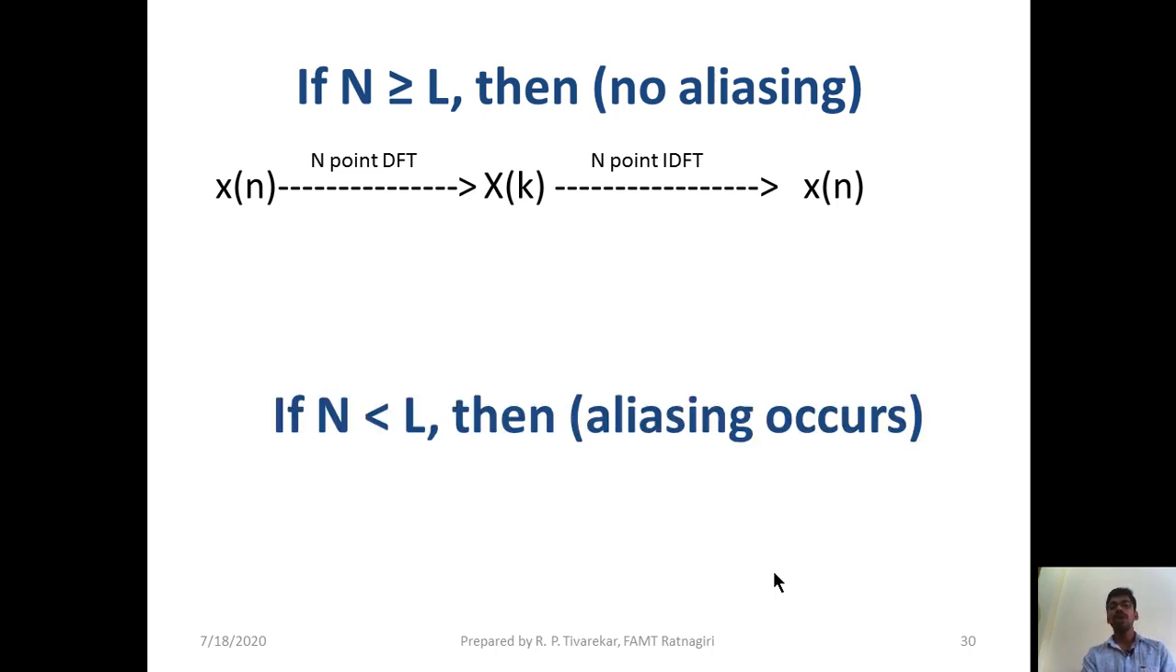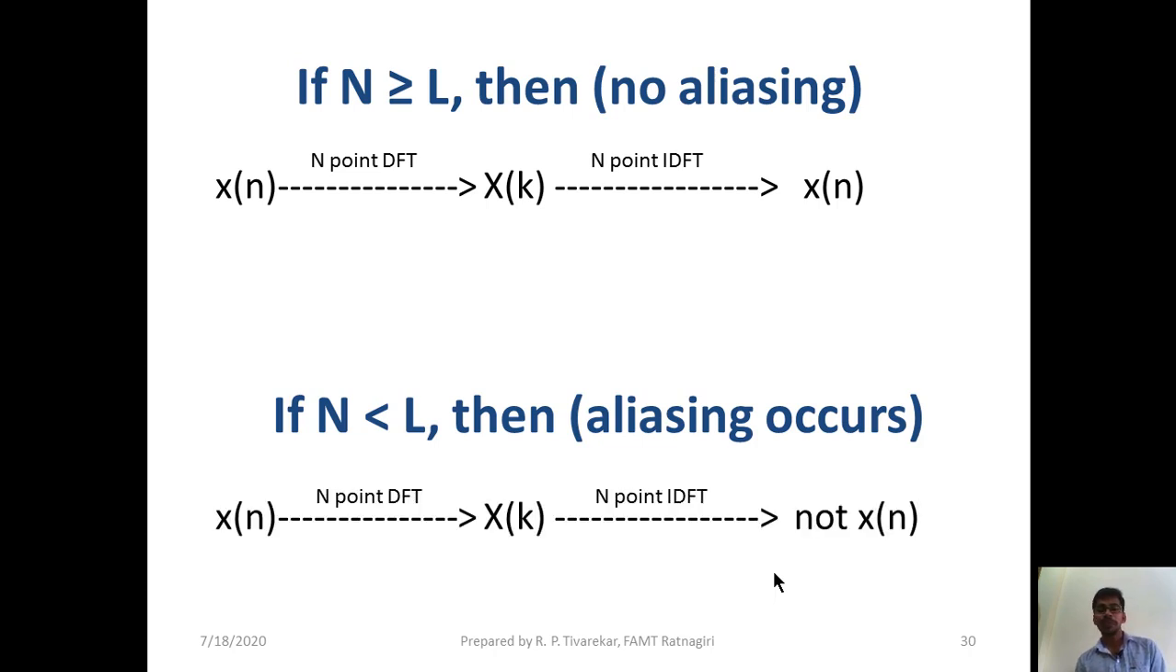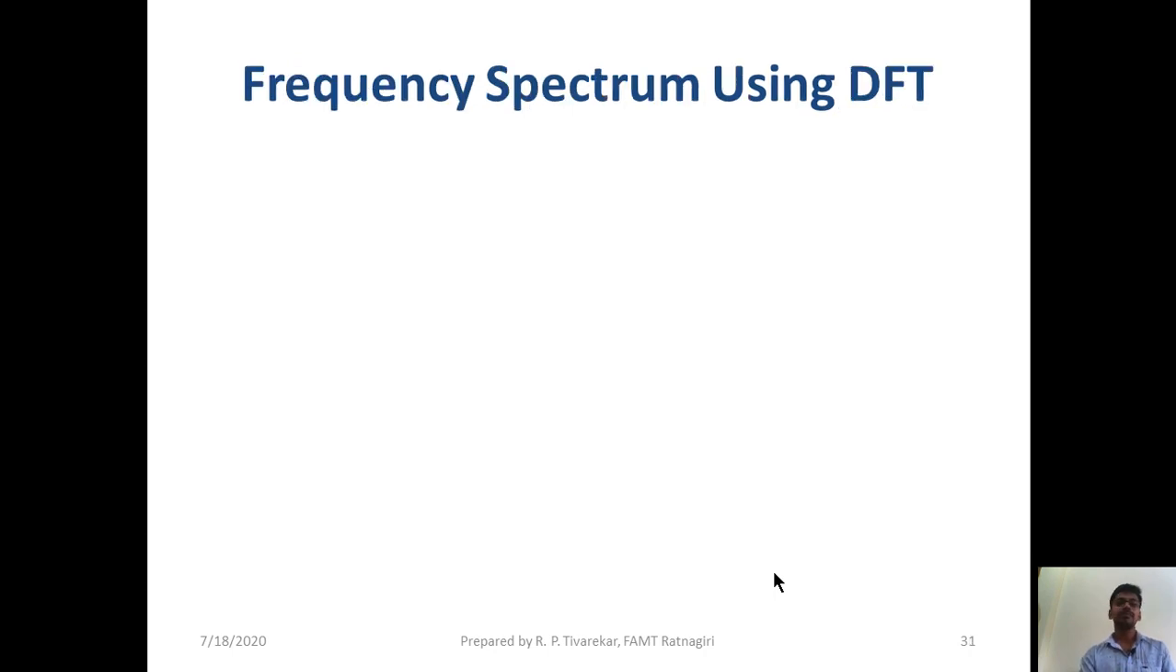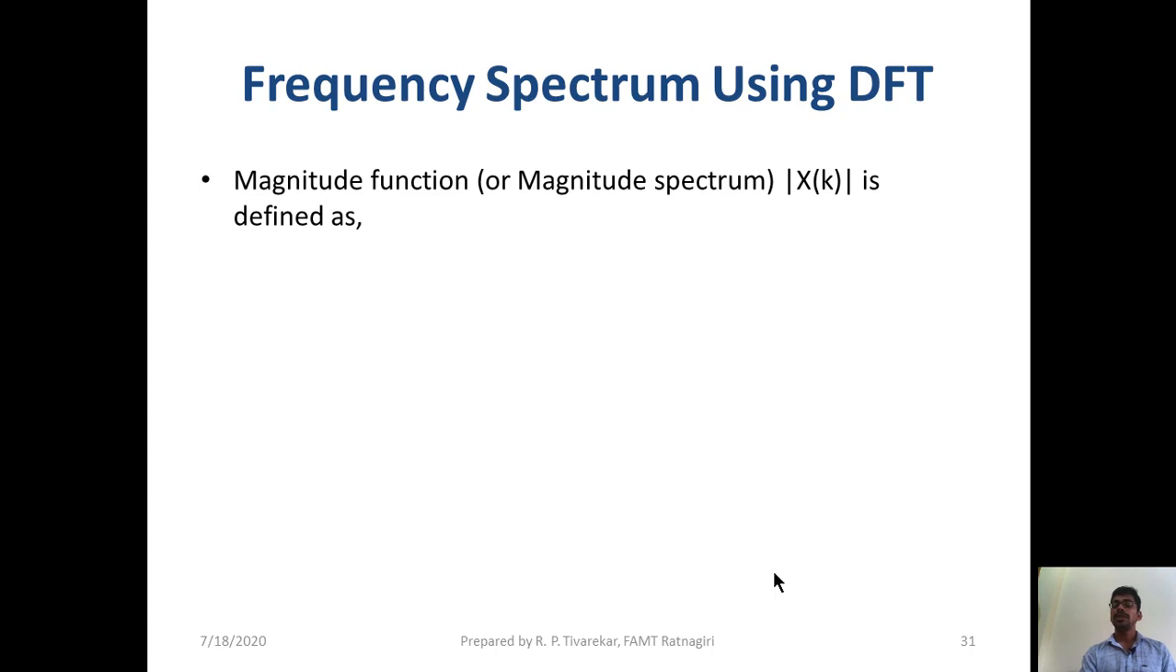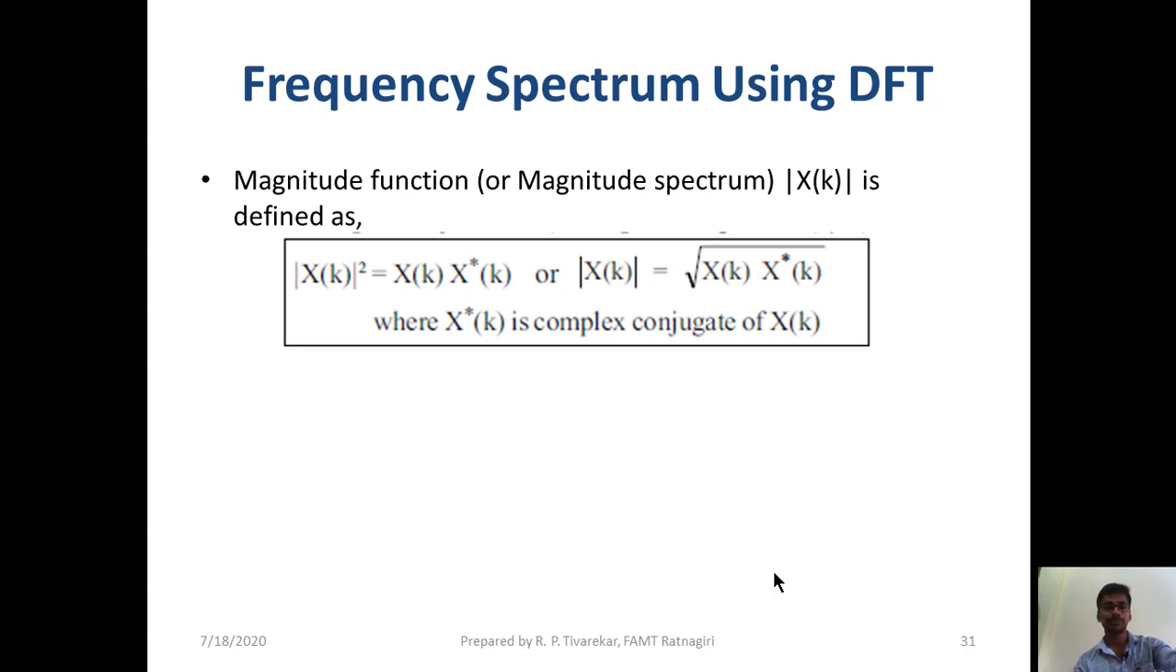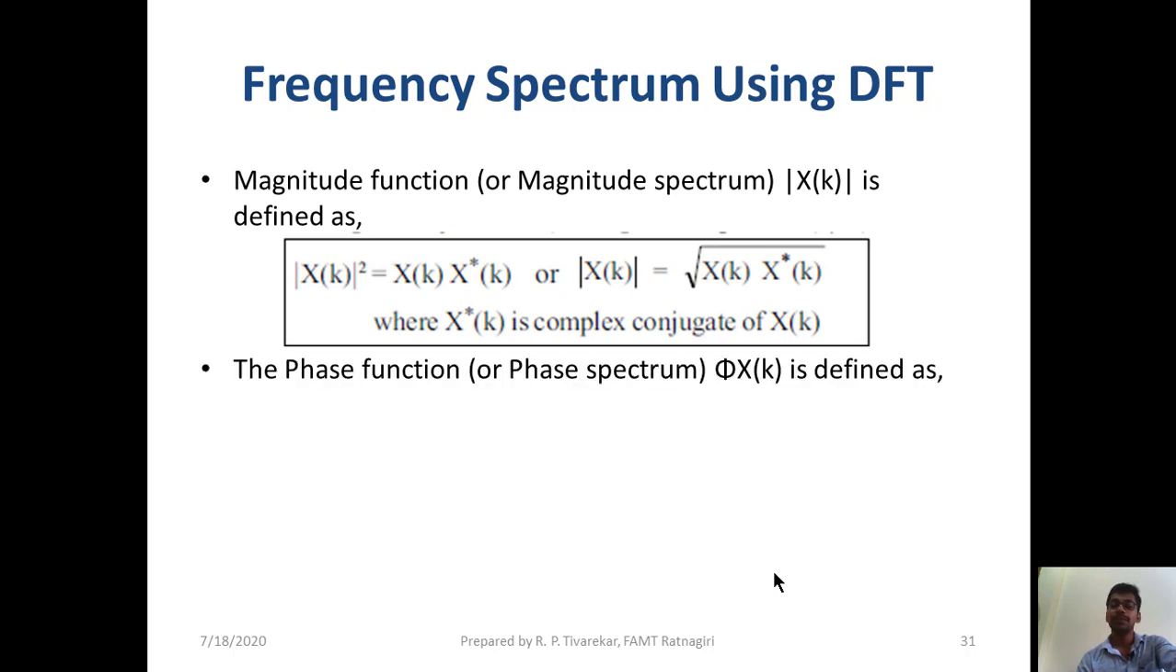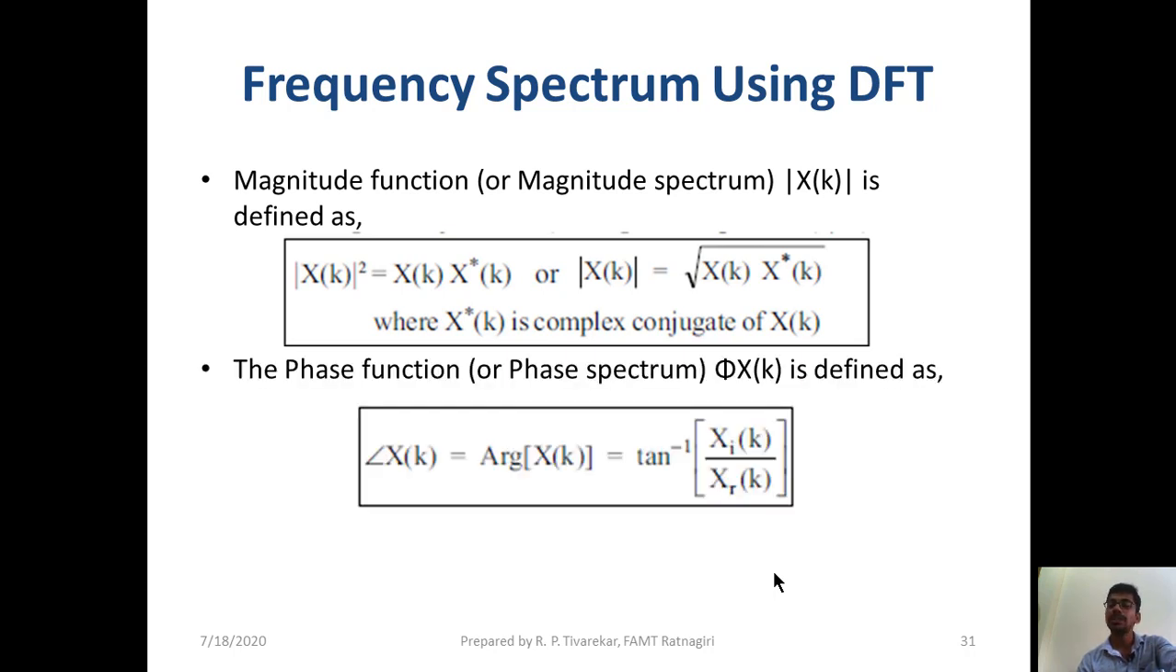Now if we don't do that, if we use N less than L, then aliasing occurs, and because of which the N-point DFT, which is X of k, cannot result in N-point IDFT, which is the same as x of n. So the frequency spectrum of DFT, as we have seen for all other spectrums, can be described in two different parts. First is the magnitude spectrum or magnitude function, which is mod X of k, generally plotted as mod X of k squared, and the phase spectrum, which is tan inverse of imaginary part upon real part, or argument of X of k.